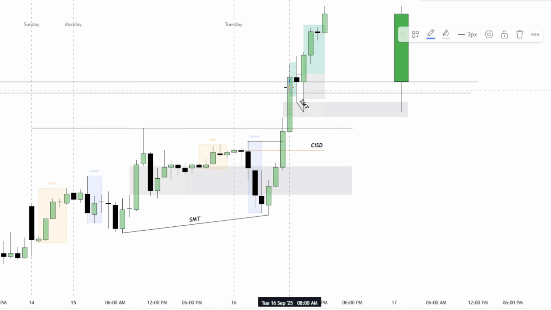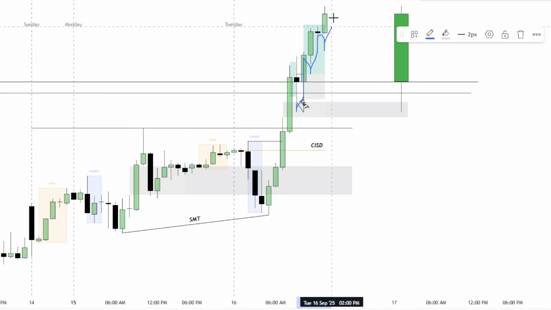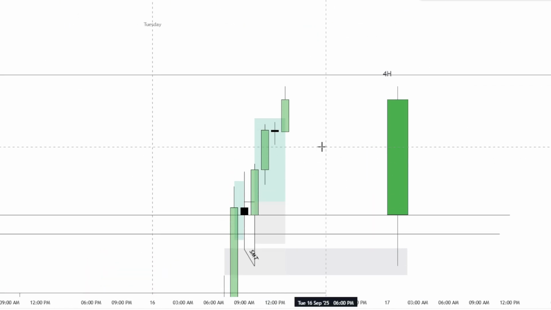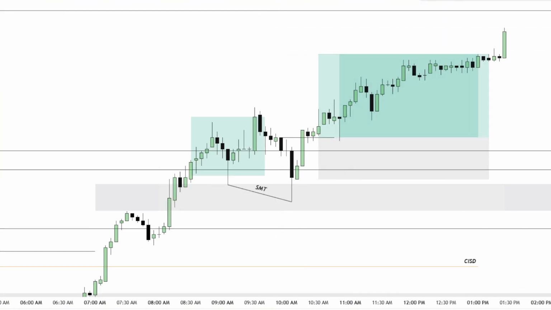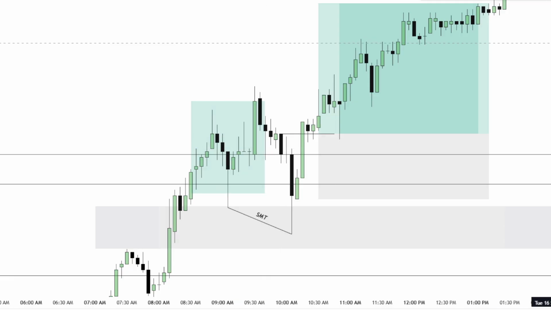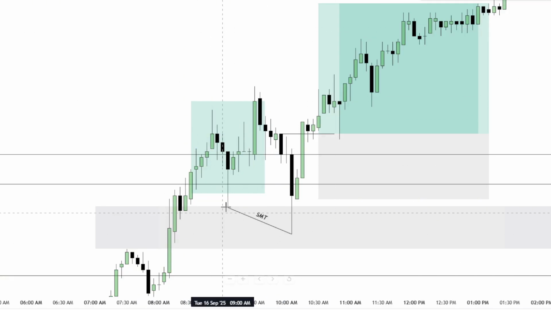We also have a second stage of distribution where we accumulate, we manipulate into this 1 hour fair value gap, have an SMT with that extra range of liquidity, and then we continue higher. And with the point I was making, right, with this 1 hour fair value gap, we have a lot of 5-minute accumulation. So whenever we have a 5-minute accumulation after an expansion, we form a 1 hour fair value gap.